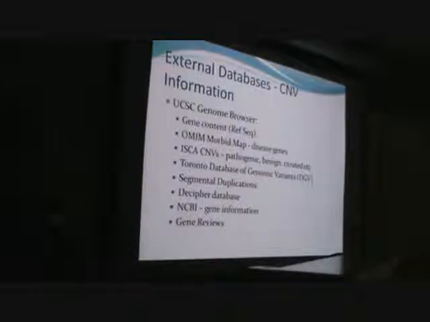These are CNVs that the ISCA consortium has defined as being either pathogenic, benign, or unknown. Some of them are curated. They're trying to curate as many of their CNVs as possible. There is also the Toronto database of genomic variants, and segmental dupes. We can link out to the DECIPHER database very, very quickly. We can link out to NCBI and get our gene list. We can find out what the genes are, what they do, are they involved in any kind of disease, and we can also link out to GeneReviews. So that's all very quickly done from just clicking an icon in the software and linking out into UCSC.